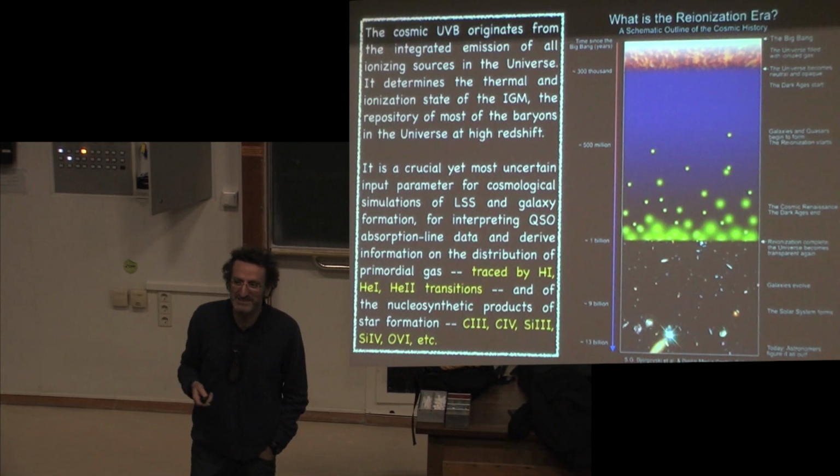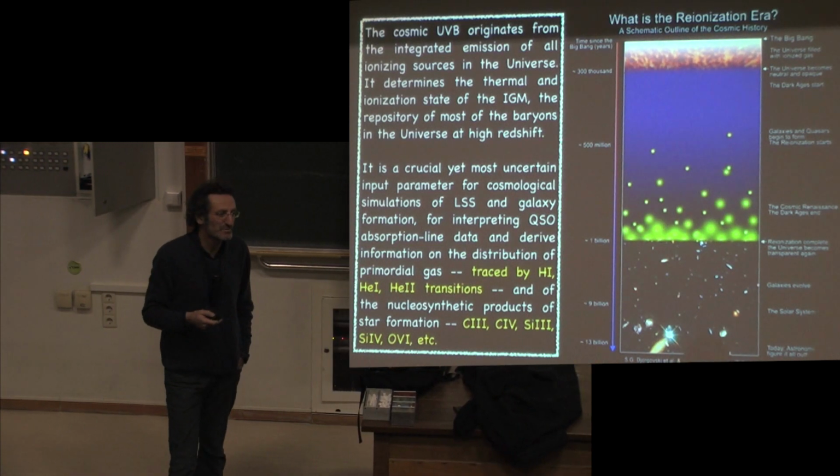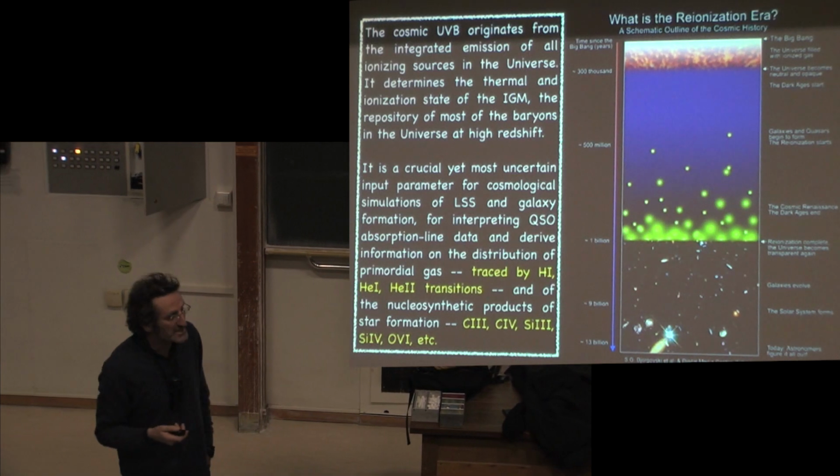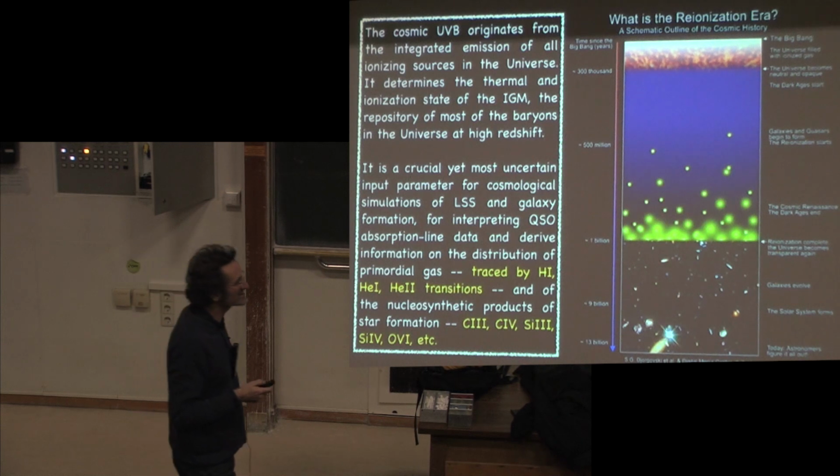It's something that for hydrogen we believe occurs at a redshift around 6 or larger than 6.